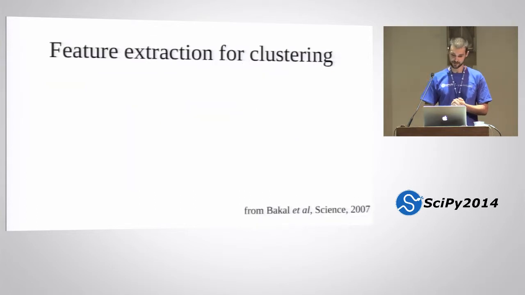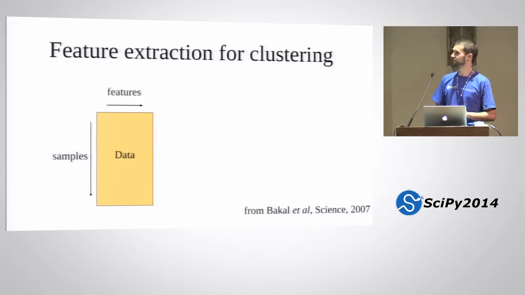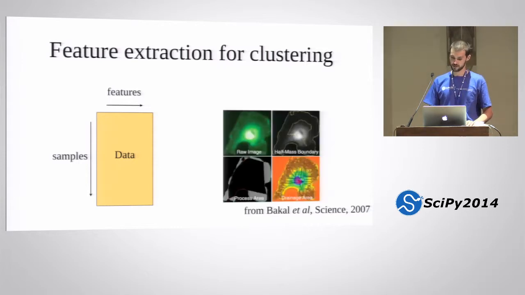Okay, so the key thing about clustering for high content screening is extracting features. If you're not familiar with clustering, this is what you want your data to look like: a 2D matrix of features and samples, and then you cluster your samples according to how similar their feature vectors are. So what you want is to take your images and take measurements from that image, and they can be all sorts of things.